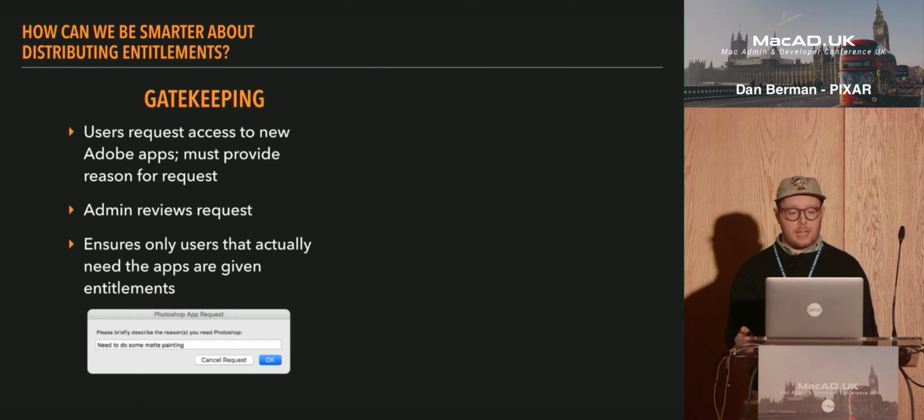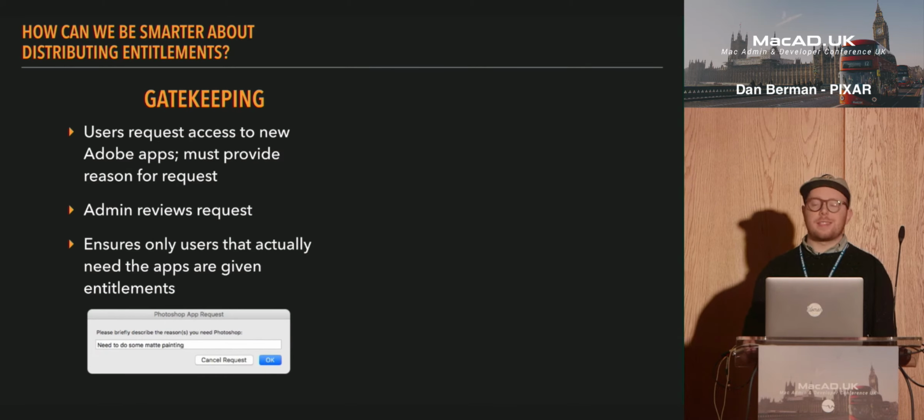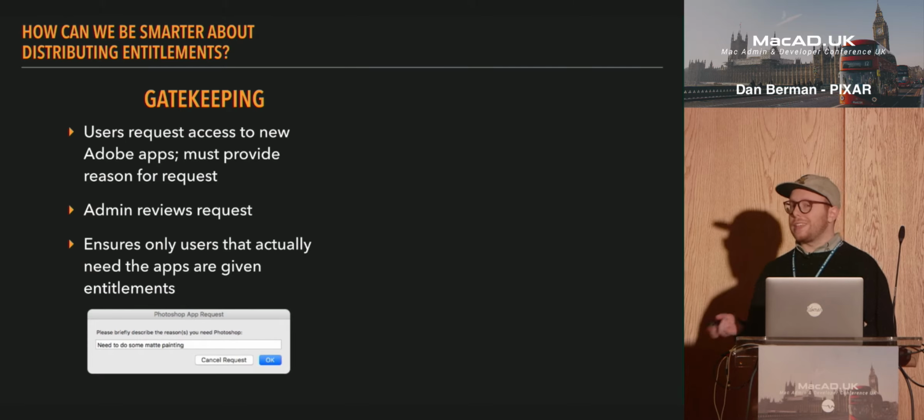So the first way we do that is with something called gatekeeping, which is basically just making sure that an admin audits every request. So I'll show you the self-service request workflow that we use for this, but basically users have to request an Adobe app, and they do so with Jamf Self Service. An admin will review that, and it makes sure that if they find that the user doesn't really need what they're asking for, they'll have a conversation and be like, oh, if you just need to crop a photo, you don't really need Photoshop. You have all these other tools that are already on your Mac that can do that.